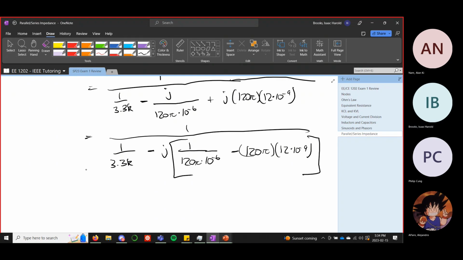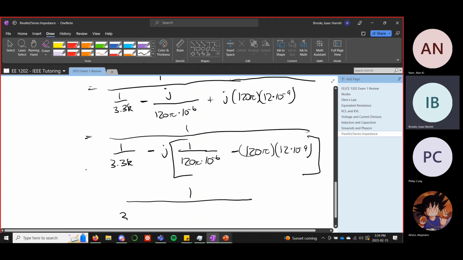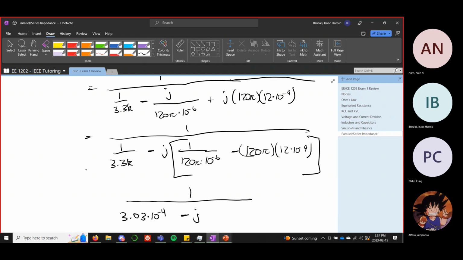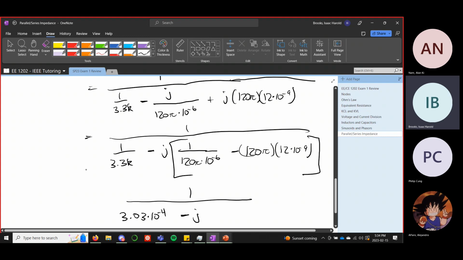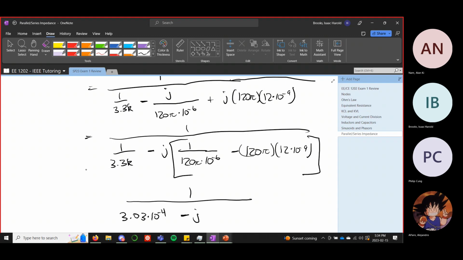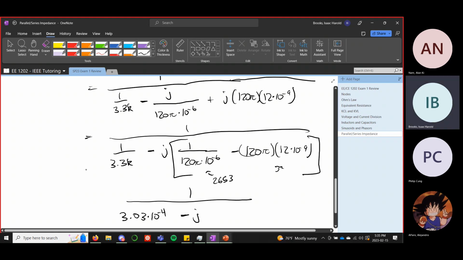This is 3.03 times 10 to the negative 4th minus j times 120 pi times 10 to the negative 6th. This one is 2653. And this one is 120 pi times 12 times 10 to the negative 9.